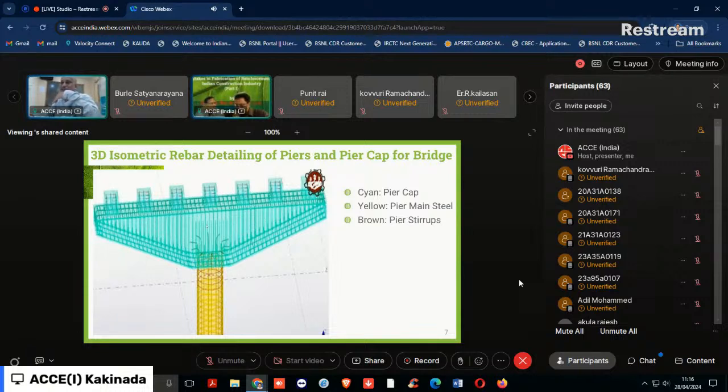Therefore, these types of rebar detailing, not only for buildings but for bridges too, will be helpful for an easy and correct way of presenting the steel reinforcement in our structures.